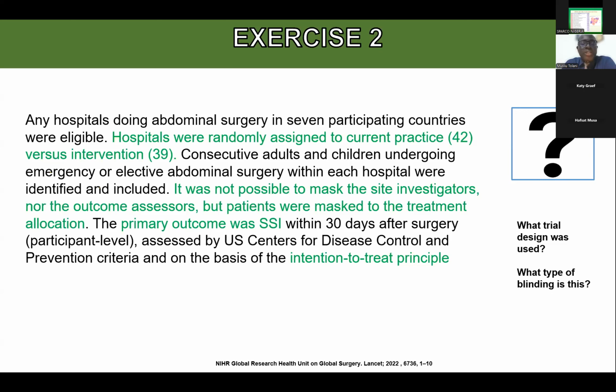If you look at the other statement again, it was not possible to mask site investigators in this CHEETAH trial, nor the outcome assessors, but patients were masked to the treatment allocation. Looking at this type of blinding, we'll see that patients were blinded, but others were not. And this can qualify as a single-blinded trial. So a CHEETAH trial is a single-blinded trial.